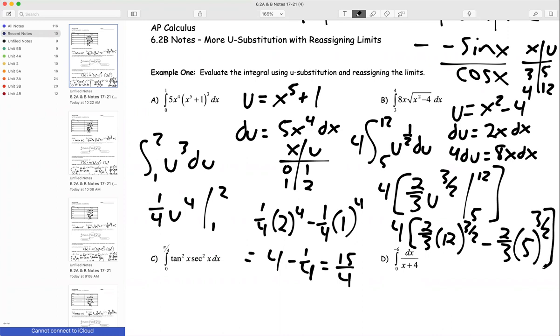And this is not going to work out evenly. I can write that as 12 to the 1/2 raised to the 3rd power, but that gives me the square root of 12, which is not an even number, and neither is the square root of 5. So I'm just going to leave them like that. I am going to distribute the 4. That's going to give me 8/3, 12 to the 3/2 minus 8/3, 5 to the 3/2, and I'm going to leave the expression like that.